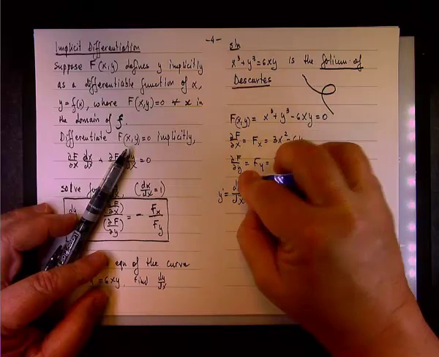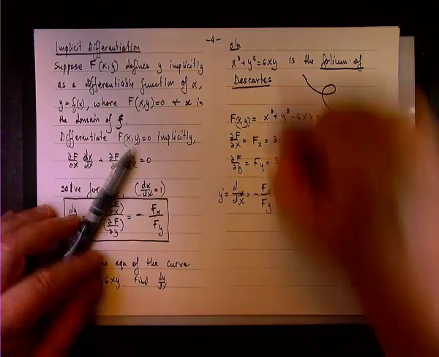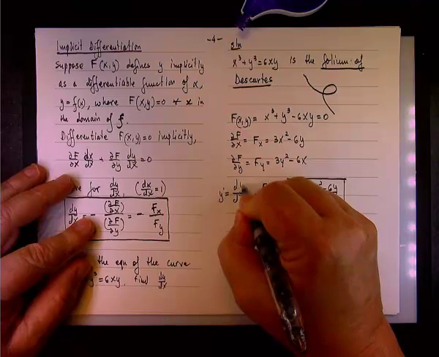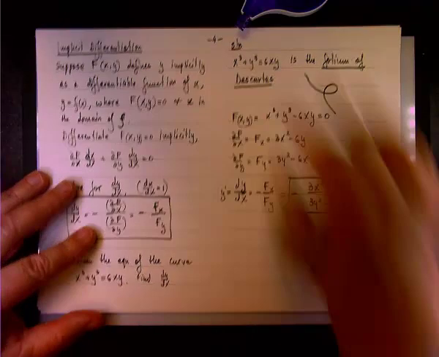Folium of Descartes. Yeah, folium. F-O-L-I-U-M. In Latin it is a leaf, or the leaf of Descartes.